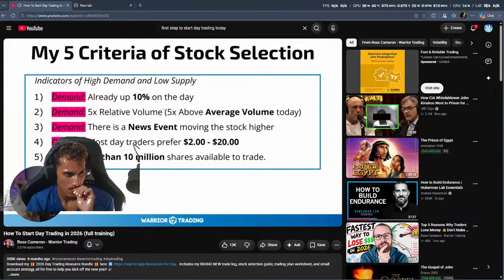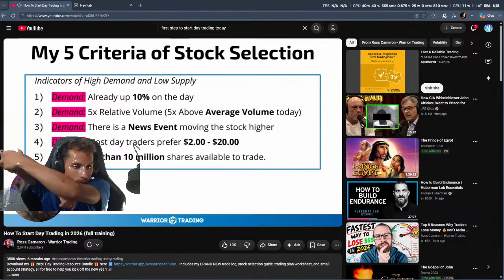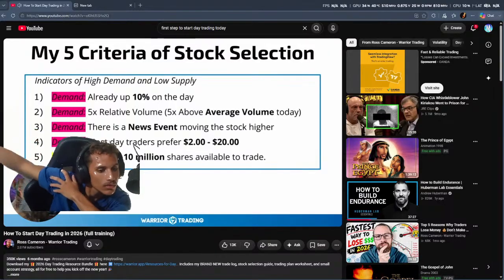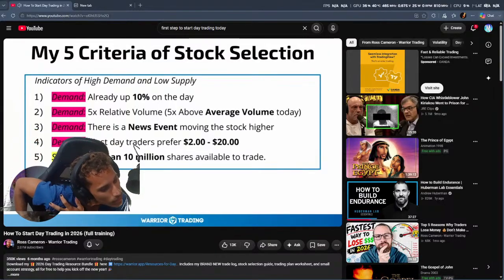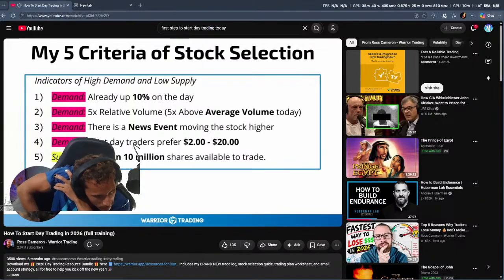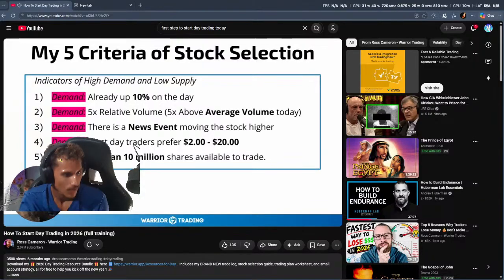So if we're going to look at it added on a list, these are my 5 pillars of stock selection. The stock has to be already up at least 10% on the day. It needs 5 times relative volume. It needs to have news to be an A quality setup. There are exceptions to this where we'll have sector-wide catalysts that I will trade, but those are always going to be a little riskier. So in terms of A quality, we need to have news. Number 4, the stock should be between 2 and 20, but between 5 and 10 is even better, and the float should be less than 10 million shares, but lower is also better.